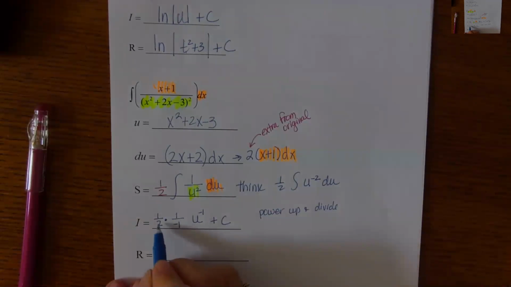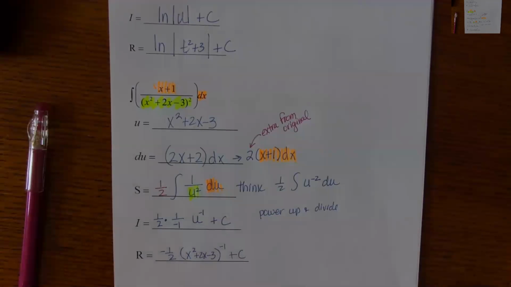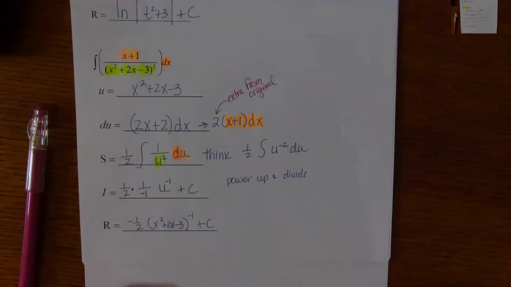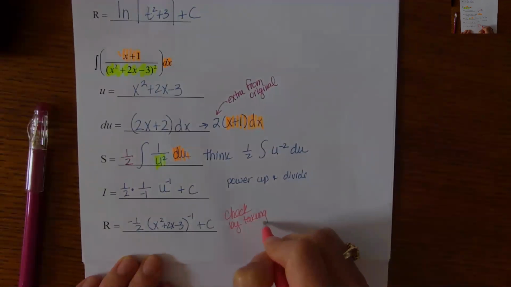So what do we have out here? What's 1/2 times -1? -1/2. And what's u? What if you feel iffy right now? What if you're not sure if that's right? What can you do? What do we do? Check by what? I want to check this one and then I'll let y'all work.